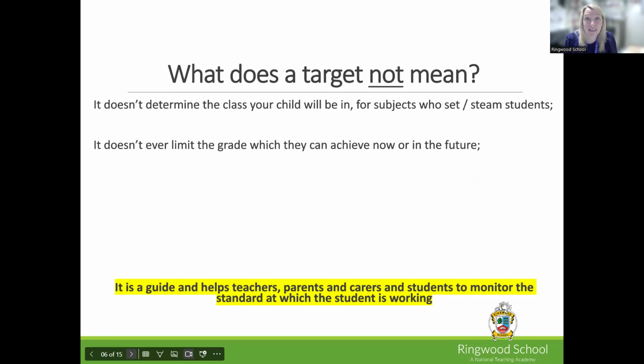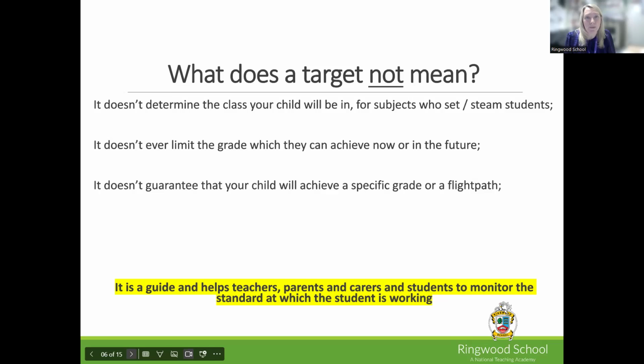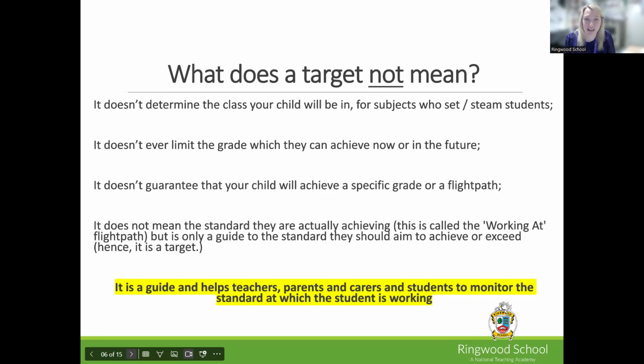So when we get to GCSE, they could be given a target grade of a 3. Of course, they could absolutely smash that and get a grade 7 or an 8 or a 9. That's the case with any target at all. There's absolutely no limit on what people can achieve. However, the flip side is true. It doesn't guarantee that your child will achieve a specific grade or a specific flight path. Again, it's just a guideline to measure their actual achievement against. So it does not mean the target they are actually achieving.